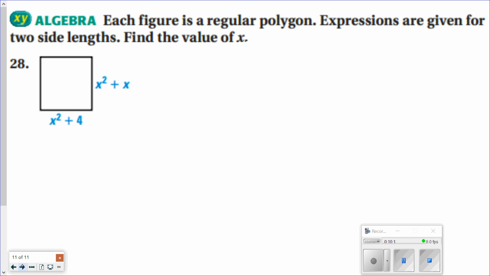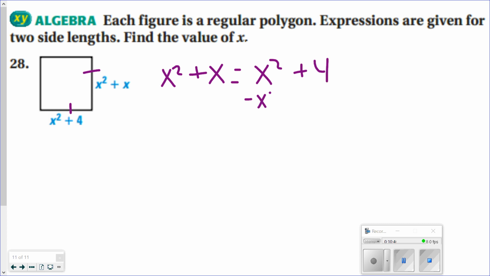Last problem here. Each figure is a regular polygon. The expressions are given for two side lengths. Find the value of x. So regular figure, these are congruent. All right, so I'm going to set my equation up as x squared plus x is equal to x squared plus 4. Oh no, I have these x squareds, and they look a little scary. However, if you have one thing on the equal sign that's the same as something on the other side, what happens? Well, they cancel out.